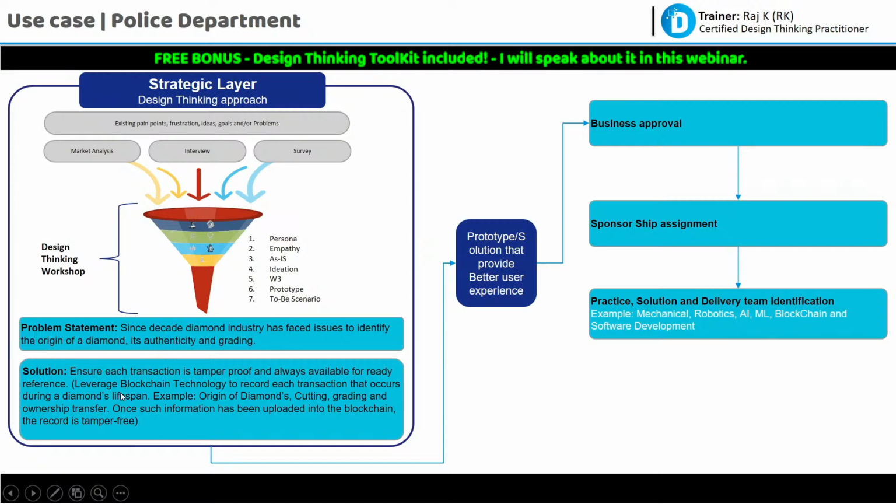So blockchain is a technology which can record the transactions that occurred during the diamond lifespan, or it could be used for anything. Here they wanted to capture the diamond lifespan. Using blockchain, they started tracking where the diamond originated, what kind of cutting and grading it went through, and who the first, second, and third owners were. All that information was uploaded into blockchain, recorded, and tamper free.